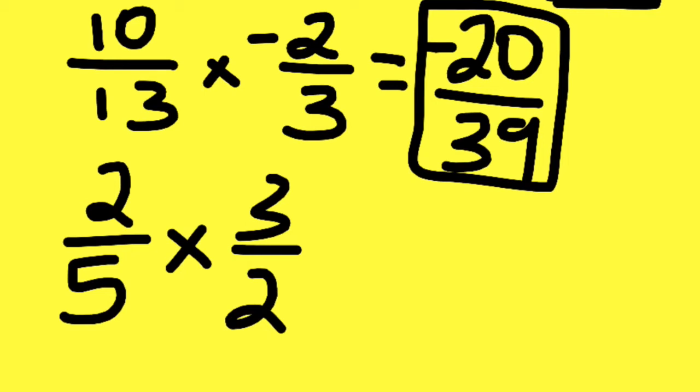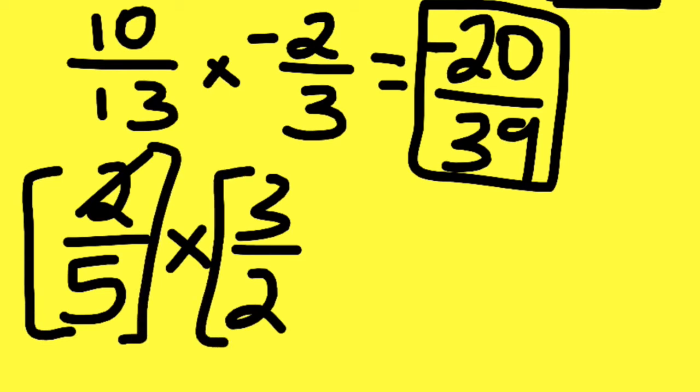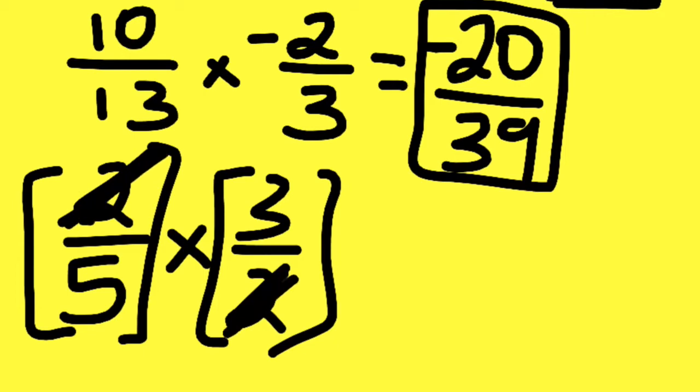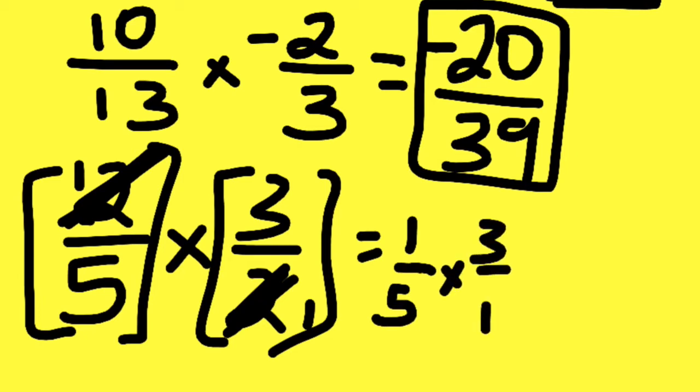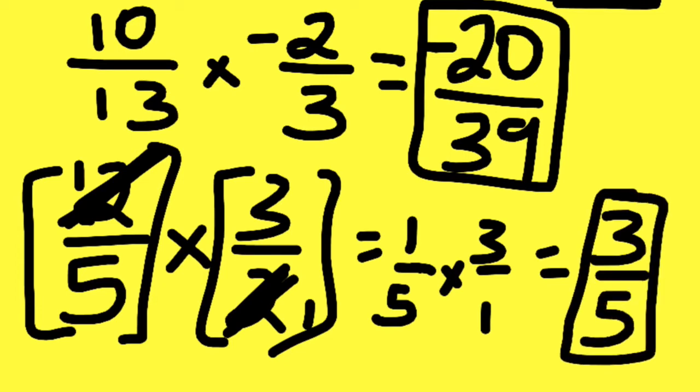You have 2 over 5 and you have 3 over 2. So since 2 is in the numerator of this fraction, and 2 is in the denominator of this fraction, you can cancel the two numbers. So 2 divided by 2 is 1, and 2 divided by 2 is 1. So you will get 1 over 5 times 3 over 1, and then you'll get 3 fifths. So let's do more problems like that.